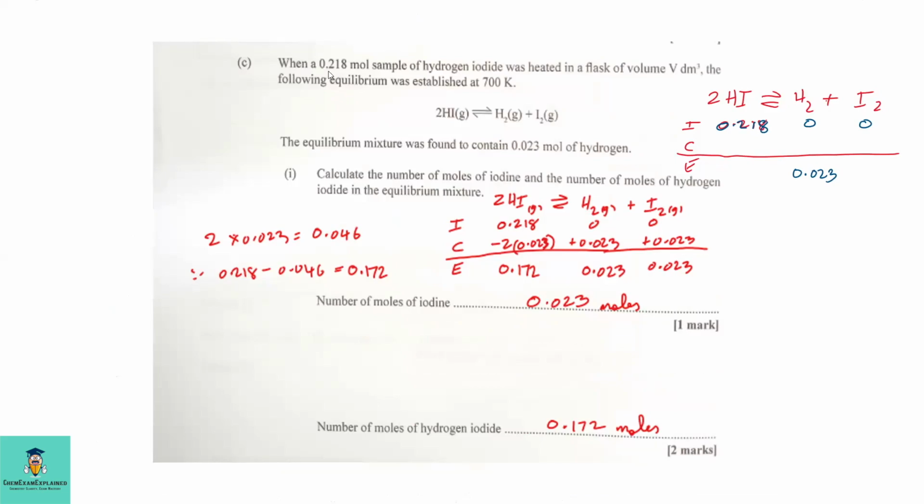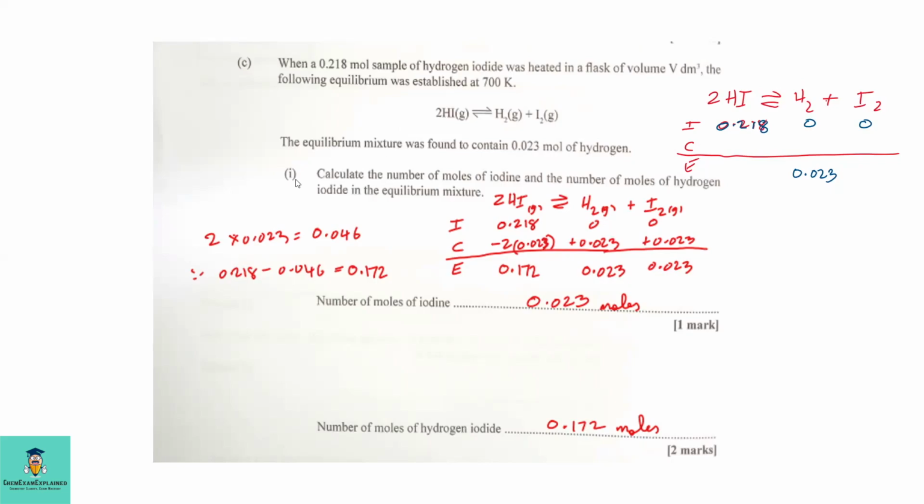2C, when a 0.218 mole sample of hydrogen iodide was heated in a flask of volume V dm³, the following equilibrium was established at 700 Kelvin. So this is our equation. We have hydrogen iodide decomposing to form H2 gas and iodine gas. And in a closed system, equilibrium would be established. The equilibrium mixture was found to contain 0.023 mole of hydrogen.